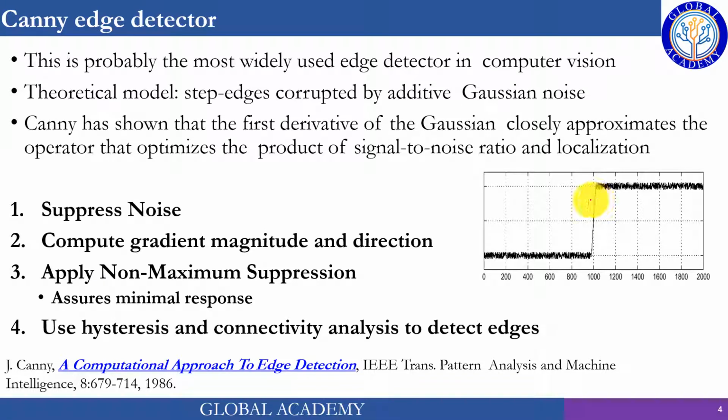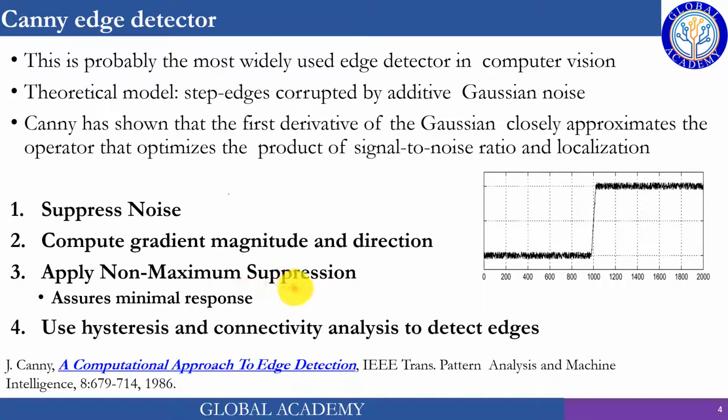So there are 4 steps just to implement the Canny edge detector. First is to suppress noise, as we usually do using a Gaussian-like filter, and then compute the gradient magnitude and direction. So we have to retain both the computations, magnitude and direction.